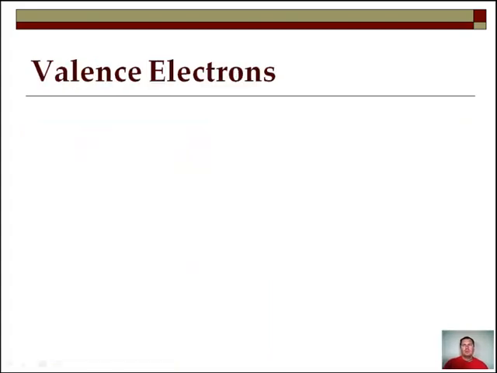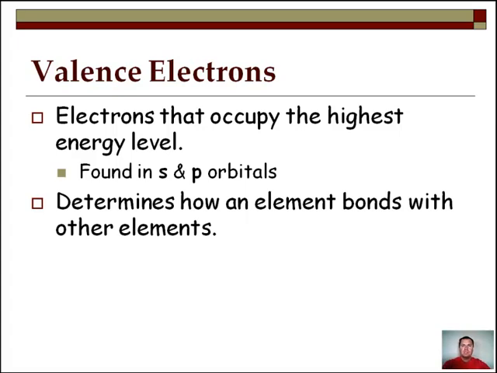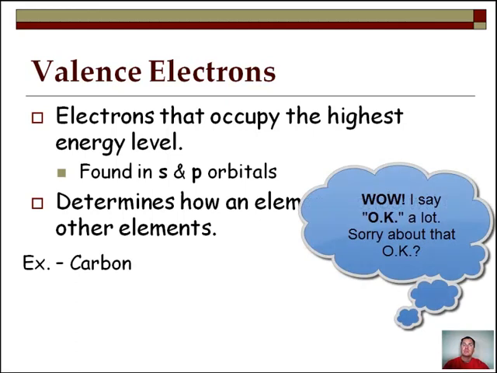What determines whether they gain or lose electrons? That's going to be found in what we call the valence electrons. Valence electrons are electrons that occupy the highest energy level. Think about when we talked about quantum numbers. The principal quantum number was that energy level, and that always basically involved the s and p orbitals. So how many electrons do we find in s and p combined? Well, s can hold 2, p can hold 6, so we have a total of 8. These valence electrons are then going to determine how an element bonds with other elements, because they determine the charge.